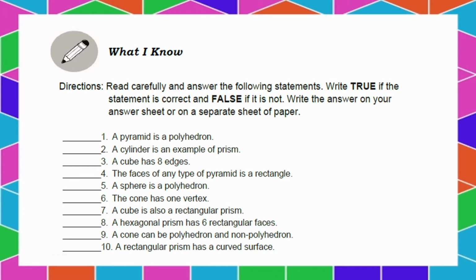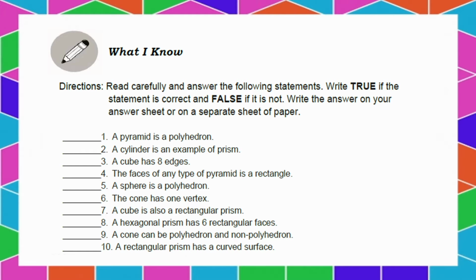Number 9. A cone can be polyhedron and non-polyhedron. And last, number 10. A rectangular prism has a curved surface.